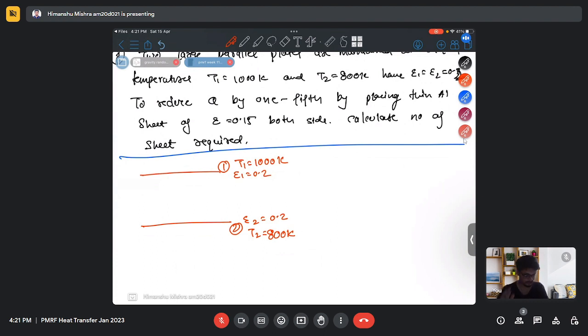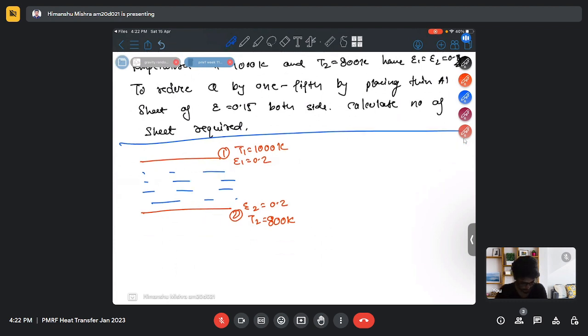And it is given in the question that we need to place the radiation shield to reduce the heat transfer by 1/5. So we need to calculate how many radiation shields we require to reduce the heat transfer by 1/5. So this is heat transfer without shield and this is heat transfer with shield.